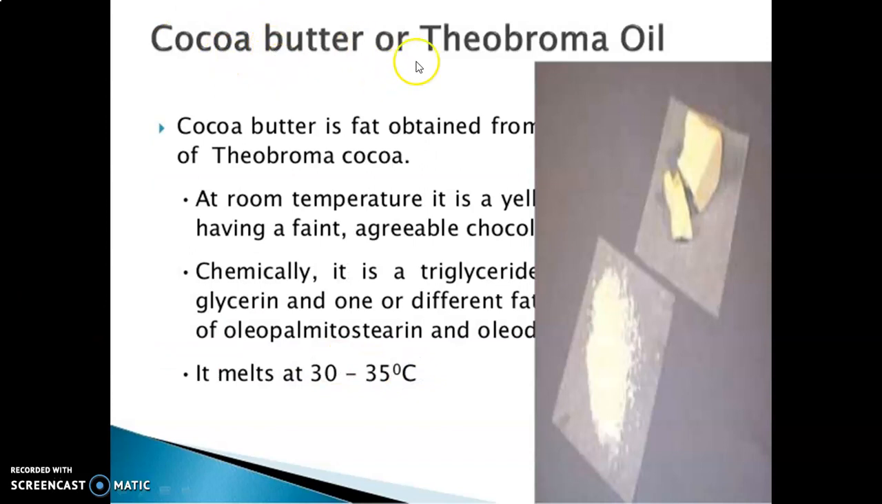So in that, first, cocoa butter or theobroma oil. Cocoa butter is the fat obtained from the plant Theobroma cacao. At room temperature, it is yellowish, having a faint and agreeable chocolate-like odor. Chemically, it is a triglyceride of glycerin and one or different fats such as oleic, palmitic, and stearic acids. It melts at 30 to 35 degrees Celsius. See in the diagram, cocoa butter or theobroma oil will look like this.